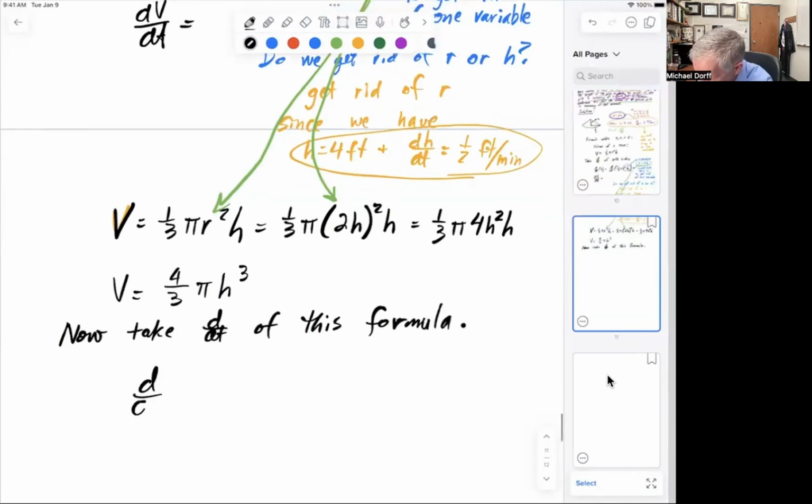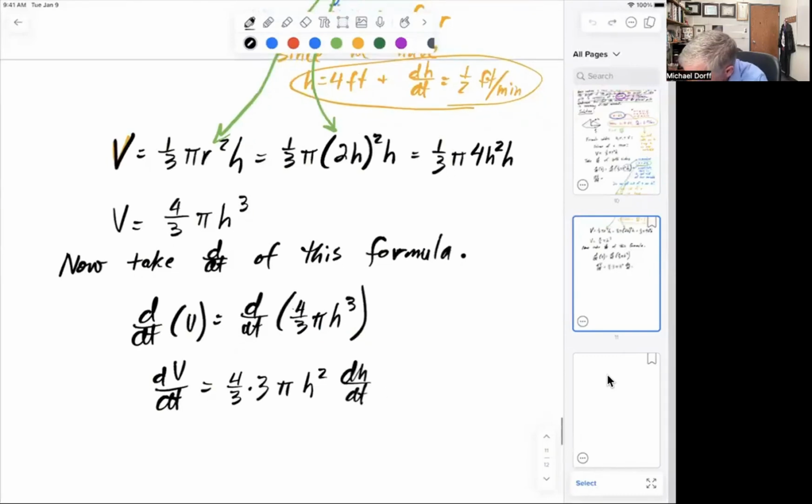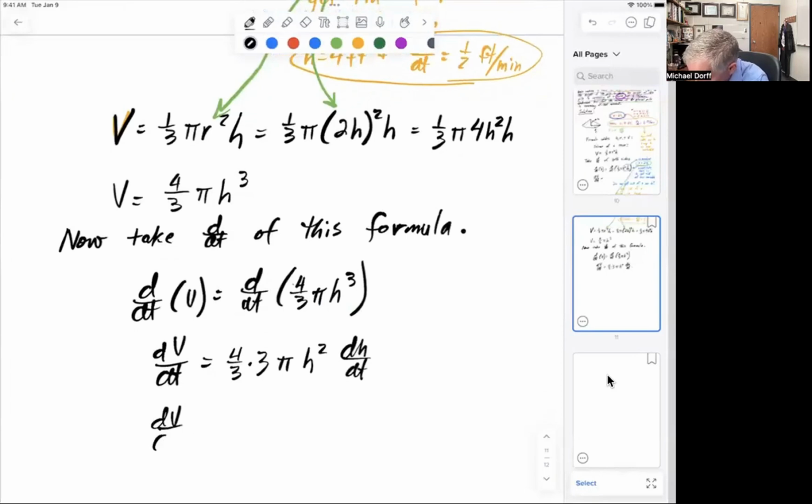So now take d/dt of this formula. We have d/dt of V and d/dt of 4/3 pi h cubed. And on the left, I get dV/dt, which is what we're trying to find. And now I take the derivative of the right side. h is my variable. So by the power rule, I bring the 3 out front. So I get 4/3 times 3 times pi h squared dh/dt. Then dV/dt is 4 pi h squared dh/dt.